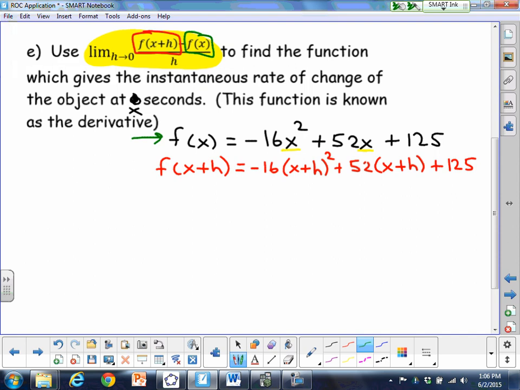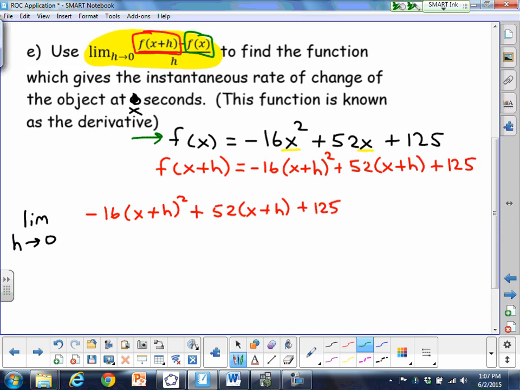So let's plug those in. It's going to be the limit as h approaches 0, because again, I want that horizontal distance between the 2 points to be as small as possible. Because I want to be just at an instant point. I don't want 2 points like we did on the previous question. And let's color code here. So the f of x plus h part is what we just did in red there. So negative 16 times x plus h squared plus 52 times x plus h plus 125.